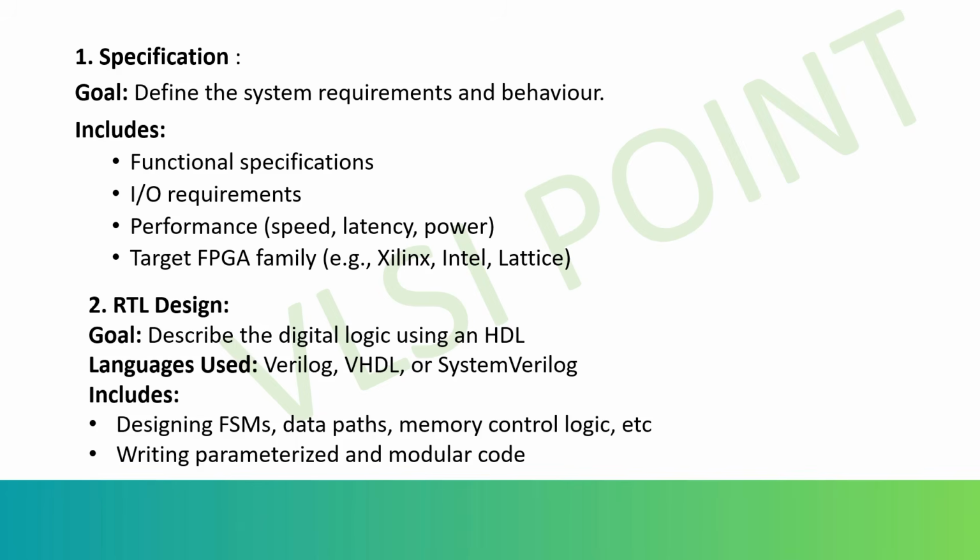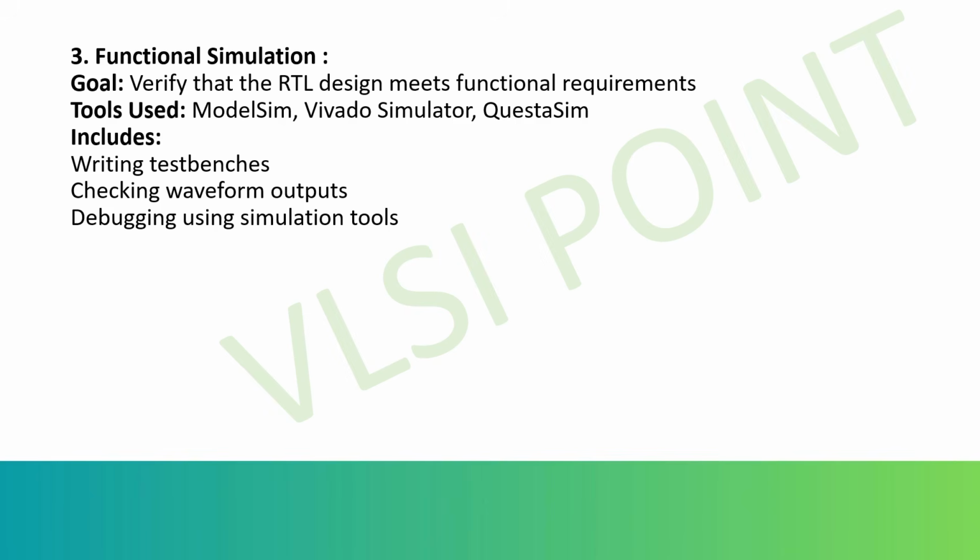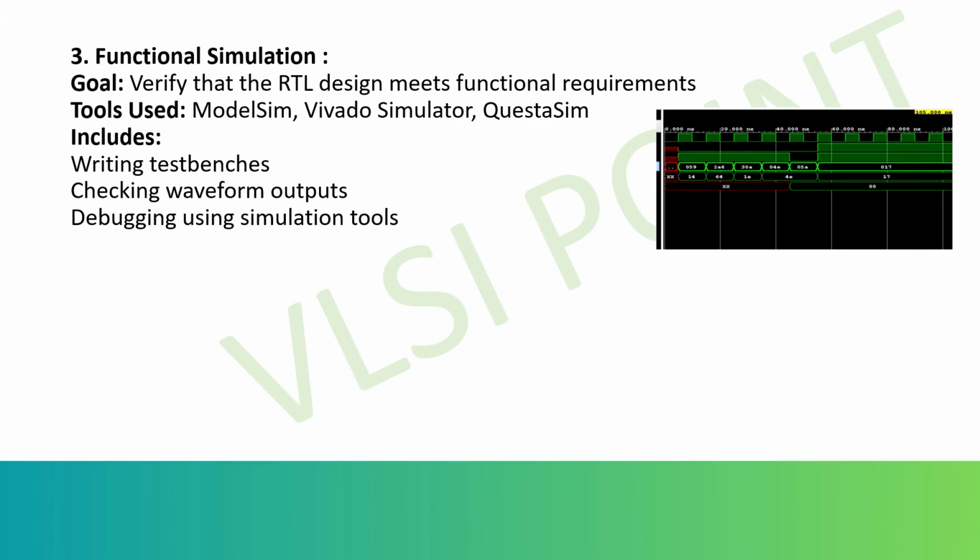After specification there will be RTL design. So write the logic using Verilog or VHDL. Design smaller reusable modules and keep the code parameterized so that you can easily make small changes in parameters. Then you will have functional simulation. Simulate your RTL behavior using either ModelSim or the Vivado simulator and check that outputs match expected results for all test cases. So basically, first you write the code and then perform the simulation by giving different sets of inputs and check the waveform to see whether it is coming out correct or not. After simulation, here you can see the waveforms which you will get.